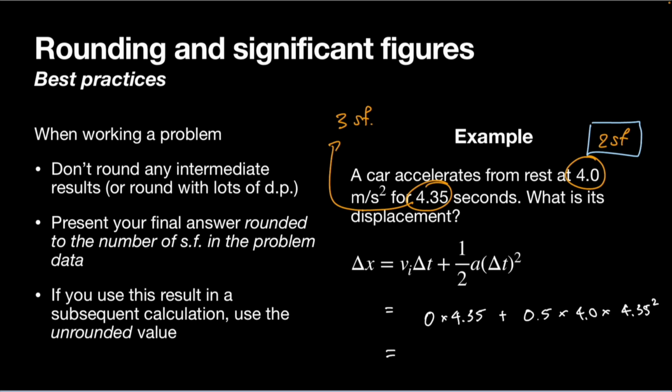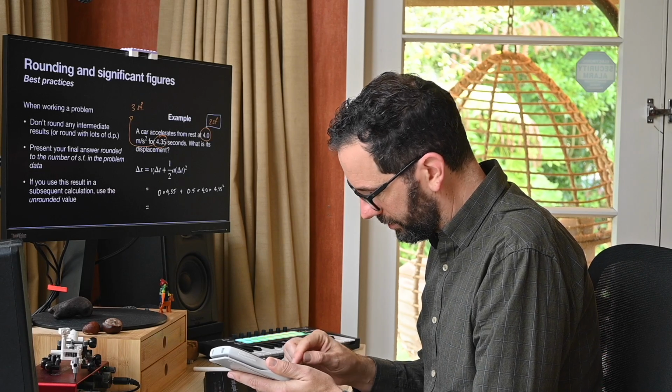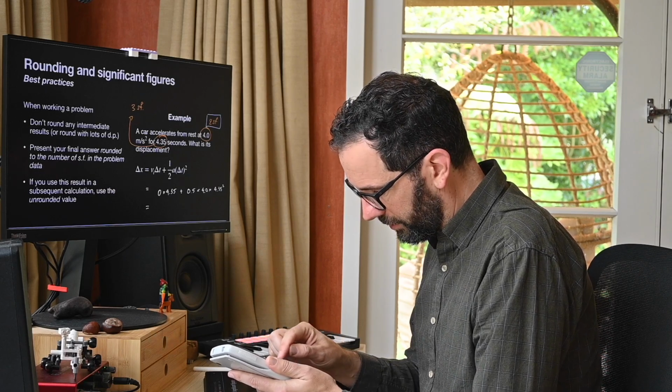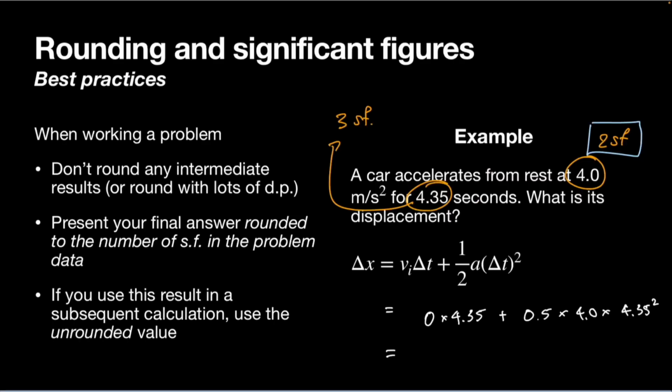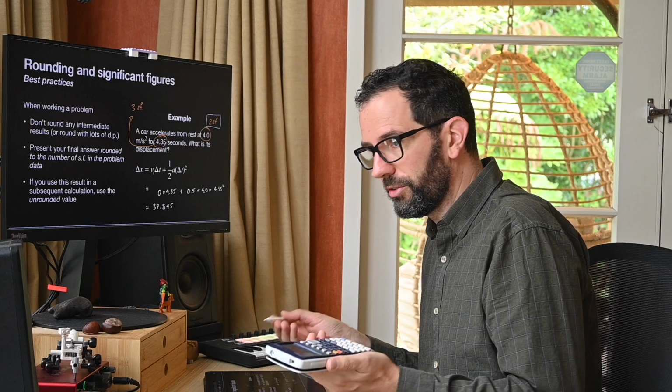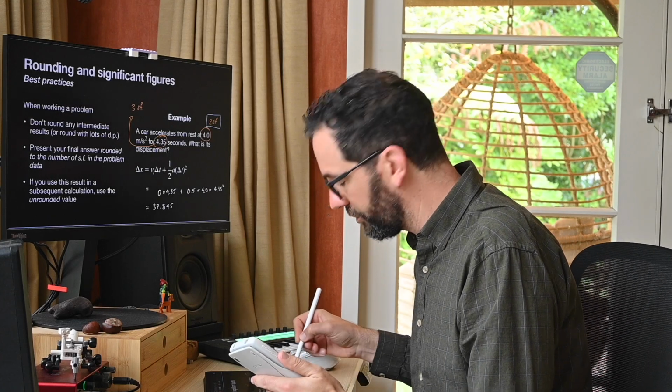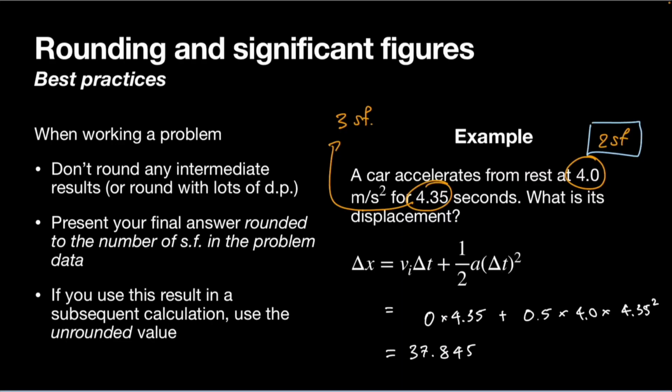I'll work that out on my calculator, which will be 0.5 times 4.0 times 4.35 squared. My calculator gives me the number 37.845. If I go and do another part of the problem and it wants me to use this delta x that I've calculated, I would use this one, 37.845. If it was a number that didn't terminate like this one did, just take a reasonably large number of decimal places for your subsequent calculation and round at the end.